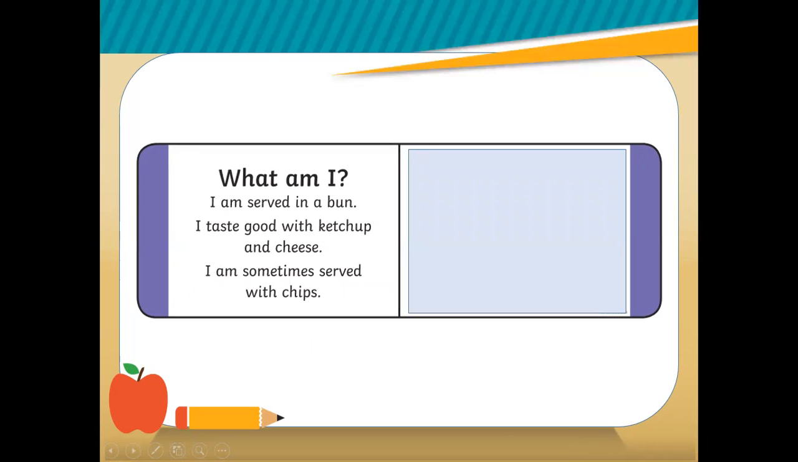El turrón, creo que le llamamos nosotros al icing. What am I? Okay, what am I? I am served in a bun. I taste good with ketchup and cheese. I am sometimes served with chips. What am I? French fries. French fries, no, because it says that it's served in a bun. Ah, bueno, algunas veces las ponen ahí también, pero no, it's not French fries. De hecho, chips es un equivalente a French fries en ese país también, en Inglaterra. Hamburger. Hamburger. Very good, exactly.